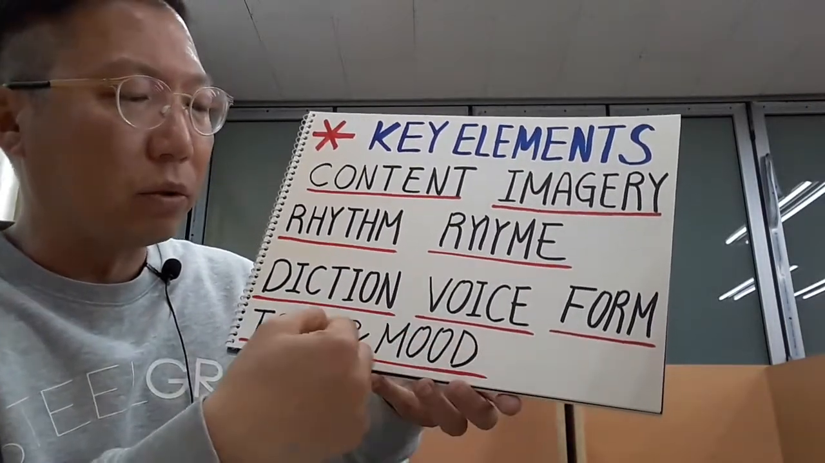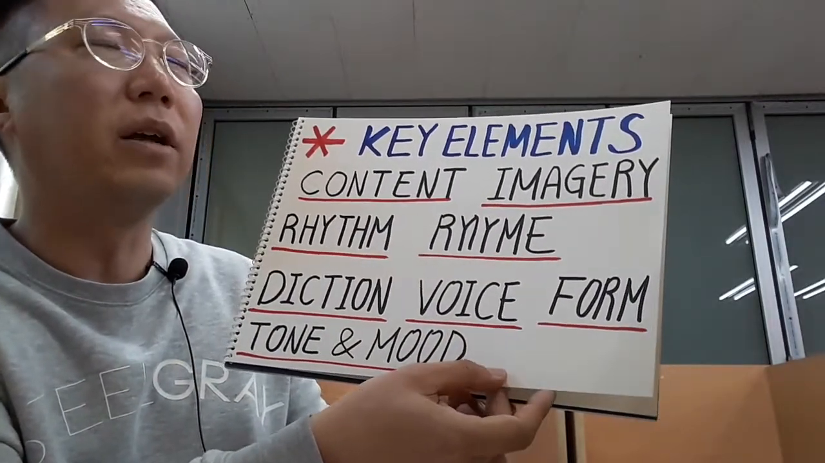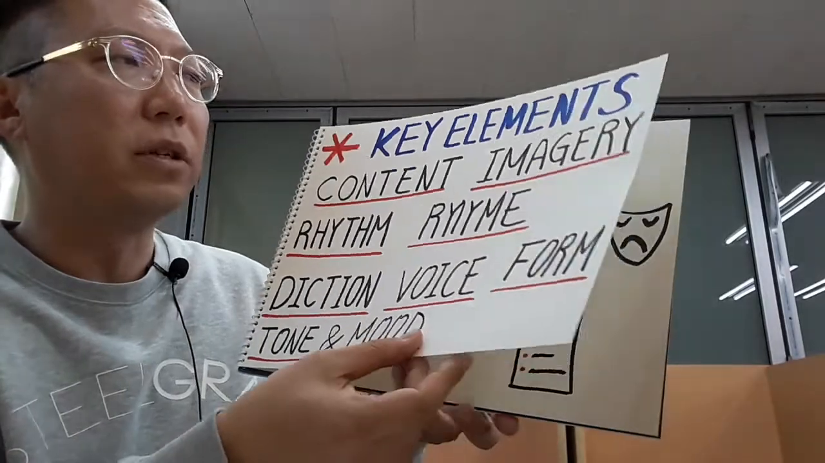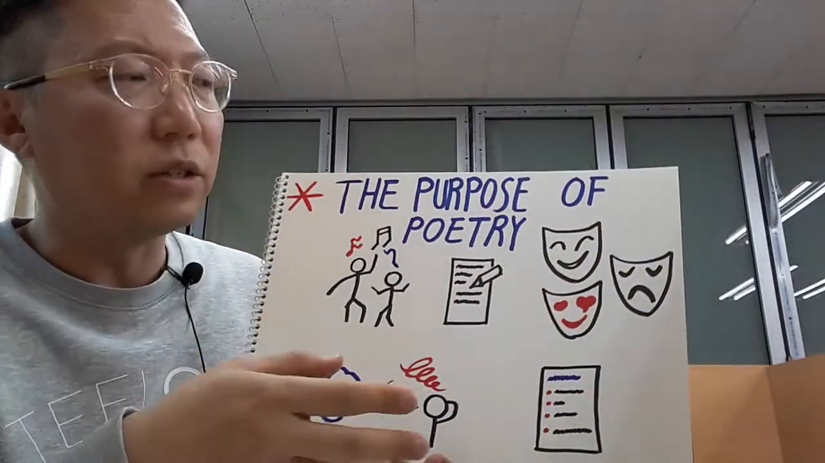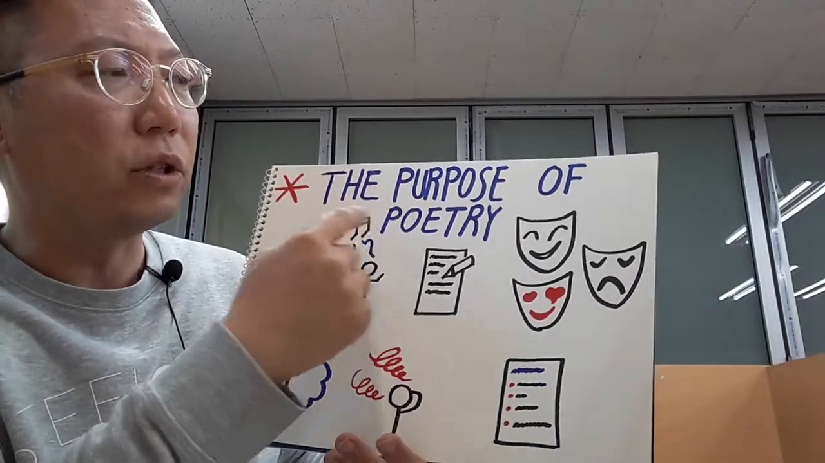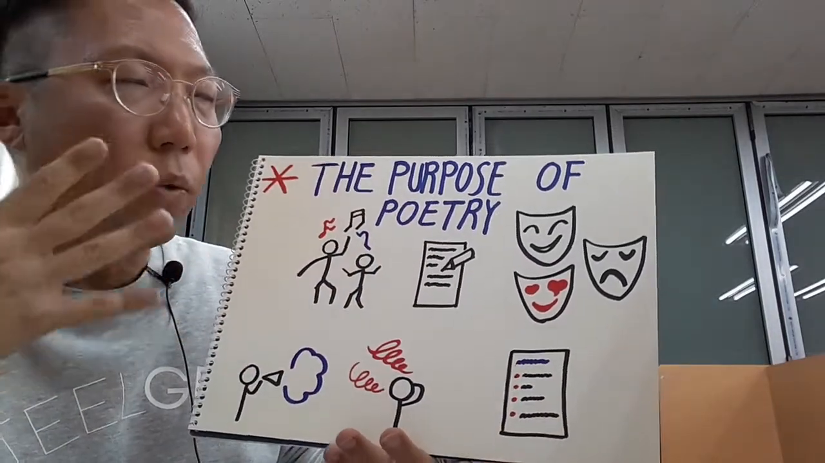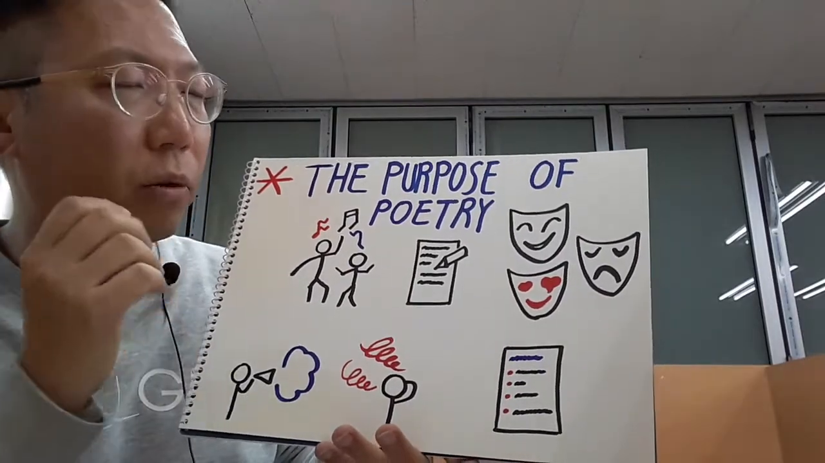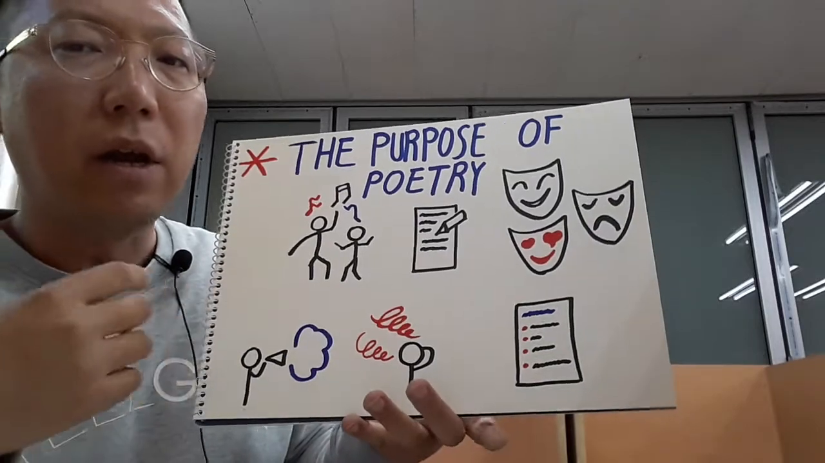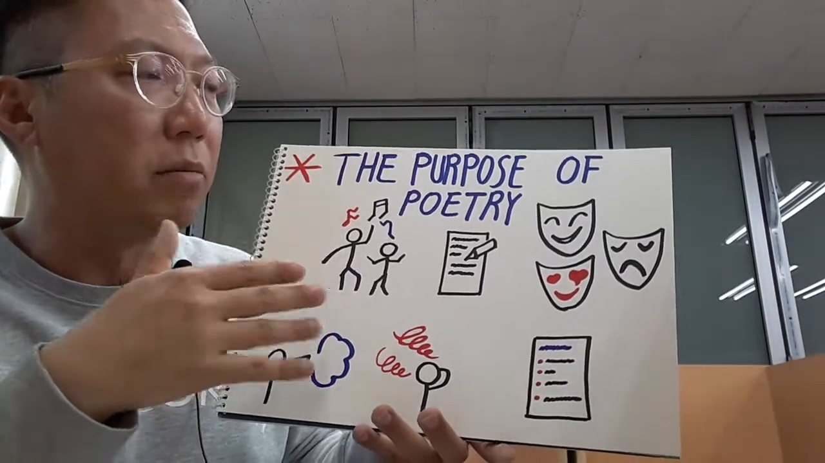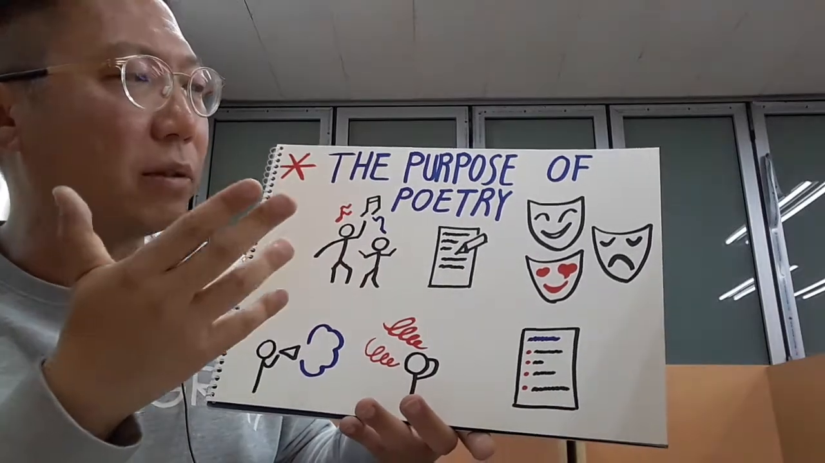So thinking about the tone and mood will also help you analyze and understand the meaning of poems in a better way. Okay. And in terms of the content of the poem, poetry has all kinds of different purposes. So when you think about why this poet wrote this poem, what is the purpose of this poetry? Well, it might help you understand the meaning of the message. So we can think about different purposes of poetry.